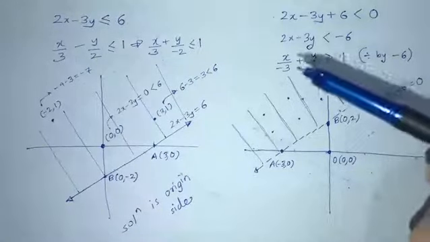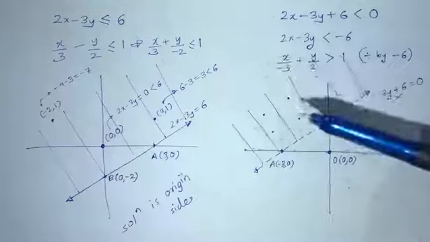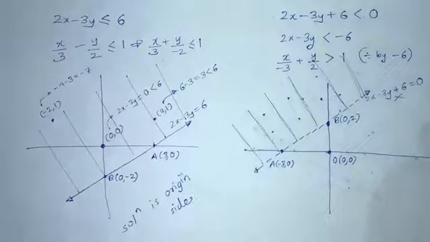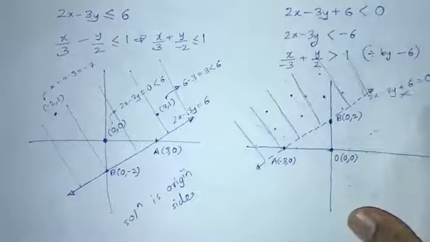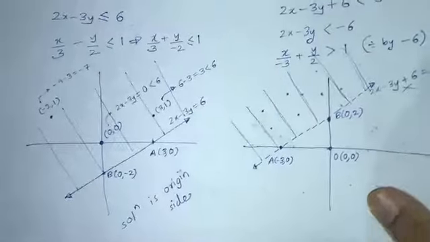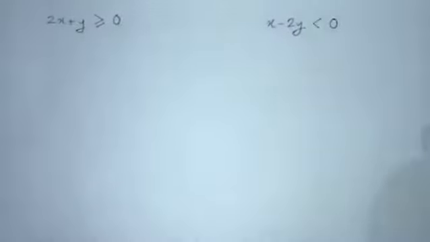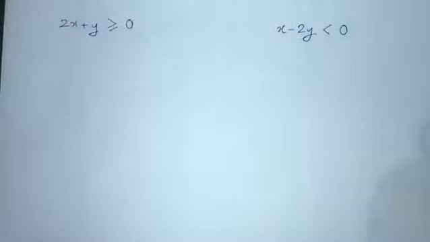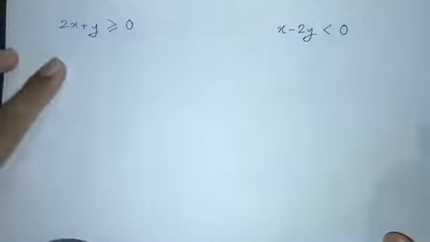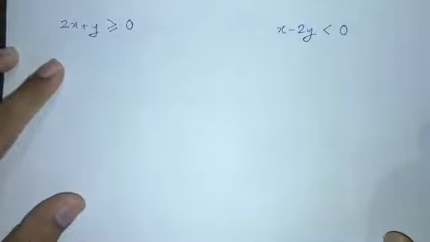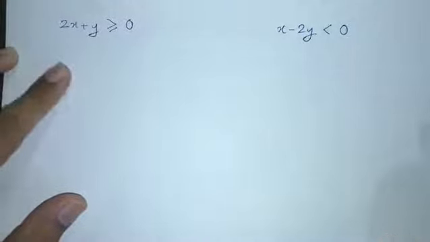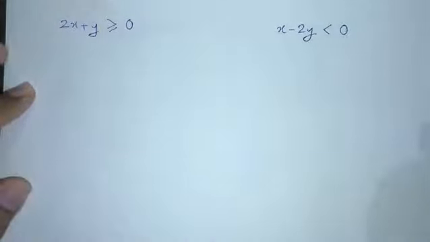Okay, so we'll always shade the points which satisfy the inequality. In this case it is the non-origin side, in this case it is the origin side. So the origin as a test point will be very good, very easy for us. Now the problem with the next set of questions is you can't use the origin as a test point because the origin will be lying on the straight line.